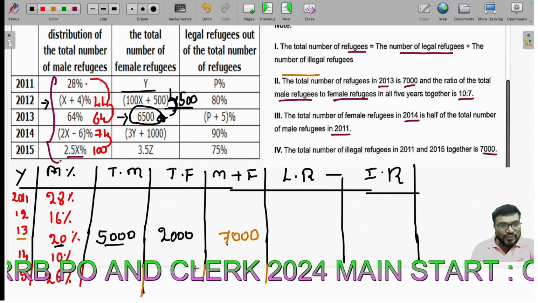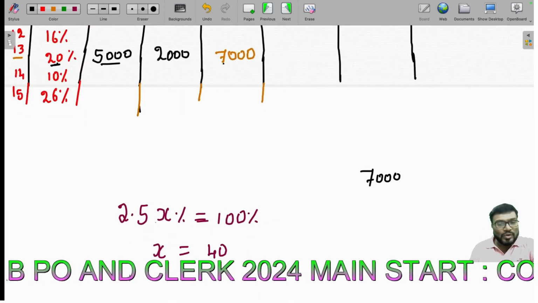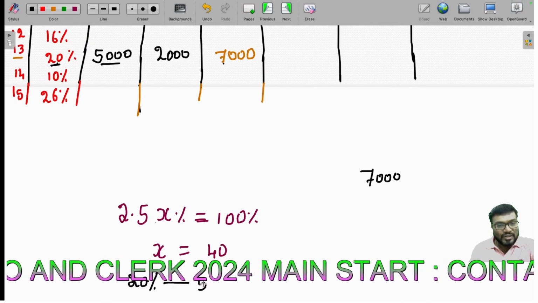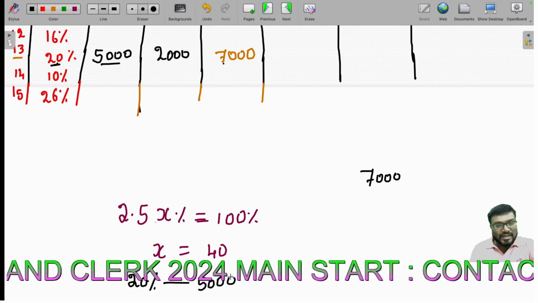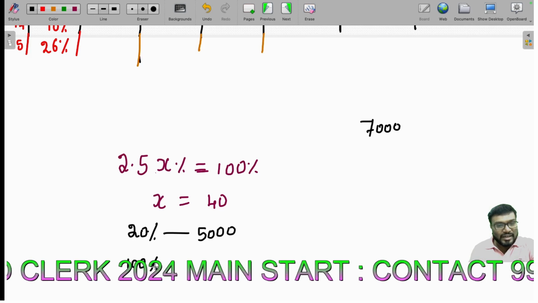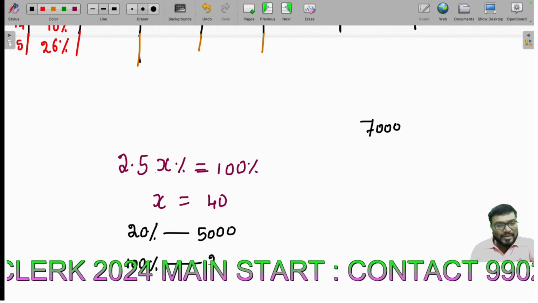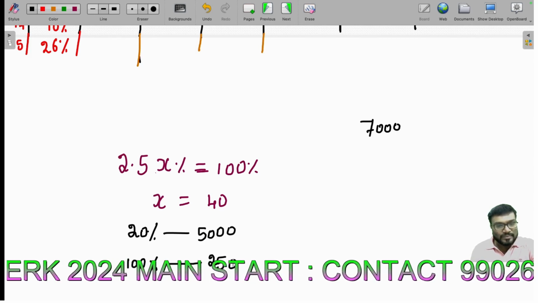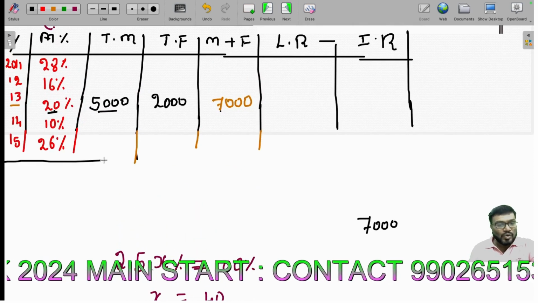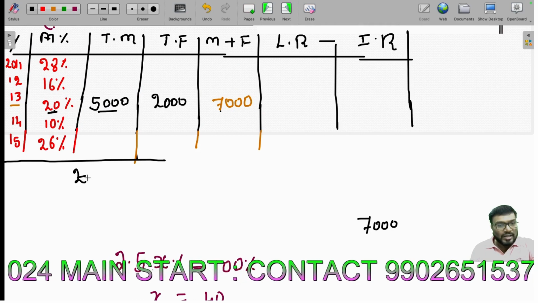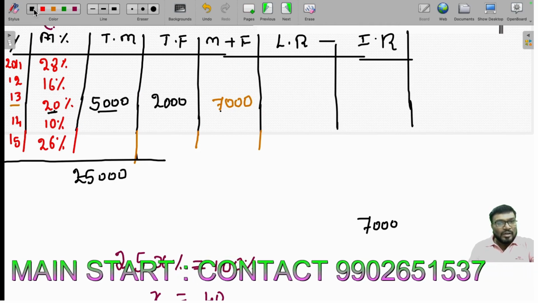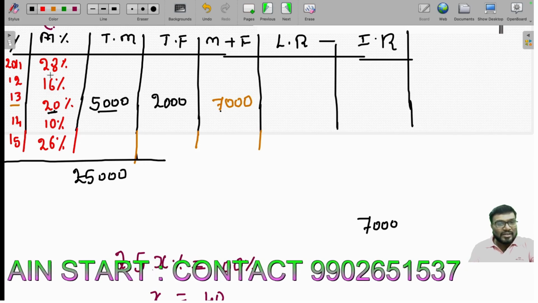So males I have 20%. 20% value is 5,000. Now I can find out total males. If 20% is equal to 5,000, 100% is equal to how much? 100% is equal to 25,000. Which means total male members in all the years, we have total 25,000. Now I can calculate individually.